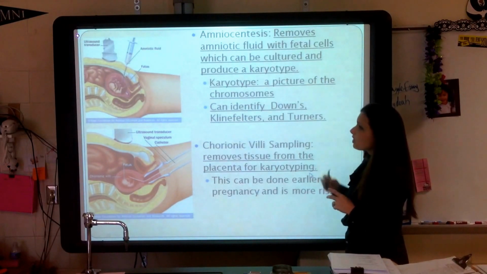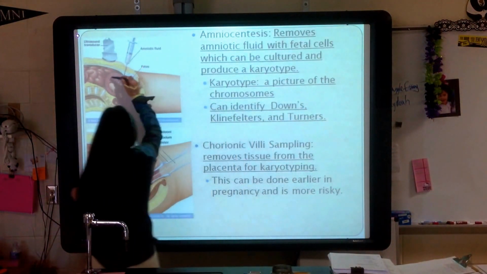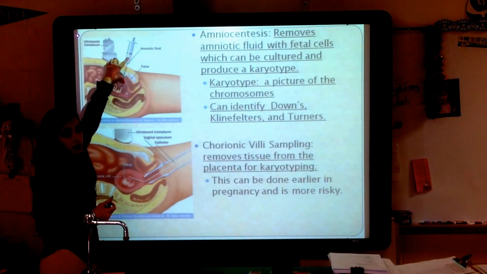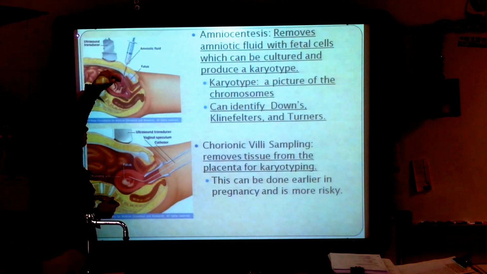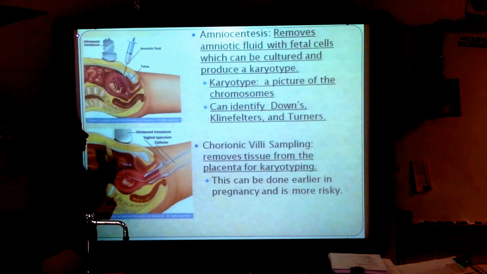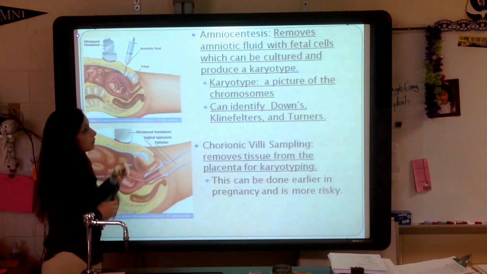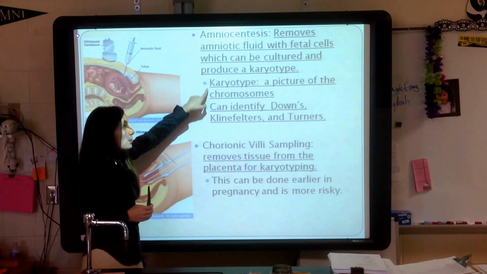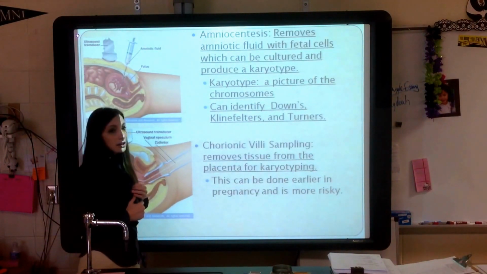We can also do what's called an amniocentesis. This is where they use the ultrasound to see where the baby is, and then they withdraw some of what's called the amniotic fluid. They insert a needle through the mother's abdomen and into the placenta, and they withdraw some of the fluid. That fluid will contain the baby's cells, and we can then use those cells to produce a karyotype. Remember, a karyotype is a picture of the chromosomes, and we can identify Down syndrome, Klinefelters, and Turners in that way.